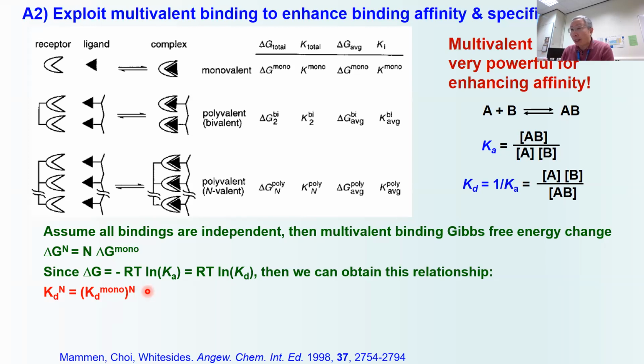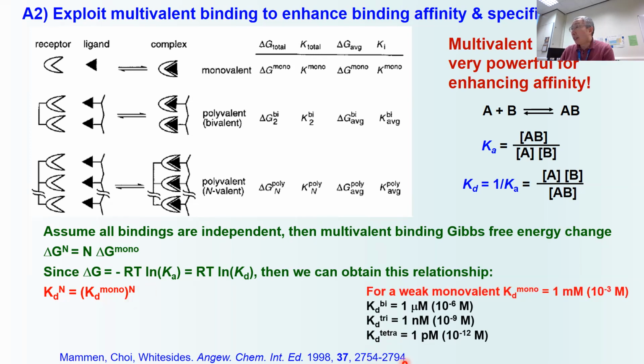So that is fundamentally from the thermodynamic point of view. What does that mean? Even if the monovalent binding is weak, for example the KD is only 1 millimolar, a bivalent binding should give us 1 micromolar. Trivalent would give 1 nanomolar, and tetravalent should improve the affinity to picomolar. So as you can see, exploiting multivalency is a very powerful tool to enhance the binding affinities of weak individual bindings.